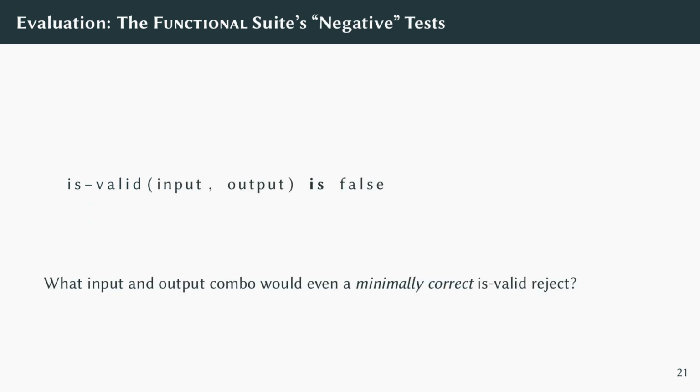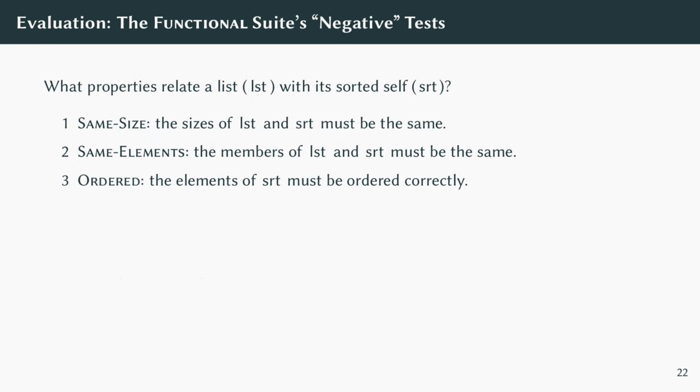So we also need negative tests, tests where the expected output is false. But what input-output combos should we use here? To answer that, we think about our properties of sortedness. A totally correct implementation of isValid needs to enforce all of these properties perfectly. That the input and output are the same size, that they contain the same elements, and that the output is ordered. But a minimally correct implementation ought to enforce at least one of these. So, for these tests, we pick input-output combos where none of these properties are satisfied. The input and output will have different lengths, they'll have different elements, and the output won't be ordered.